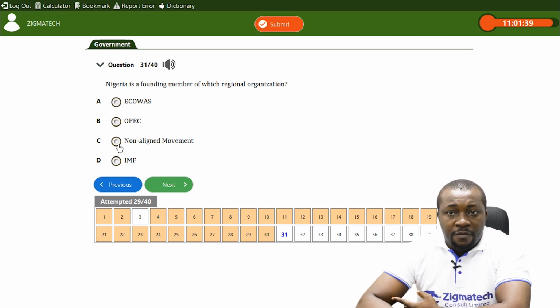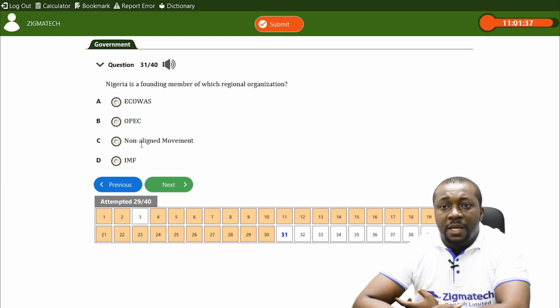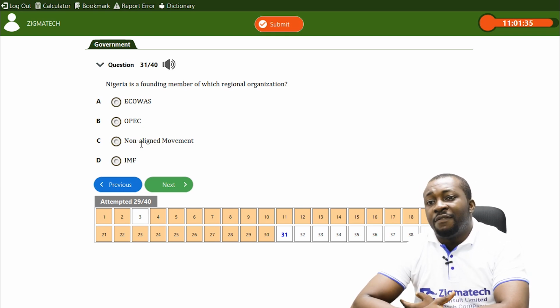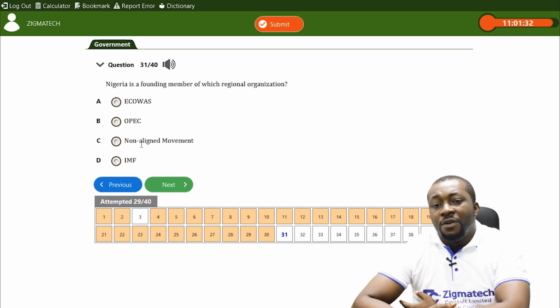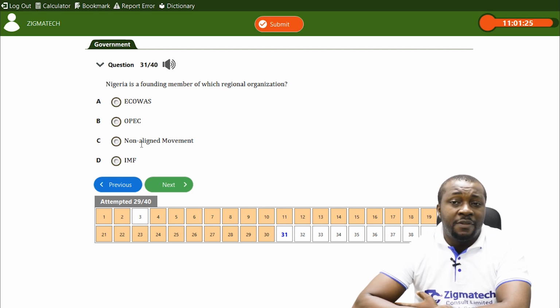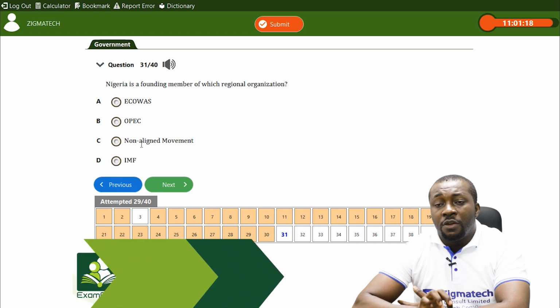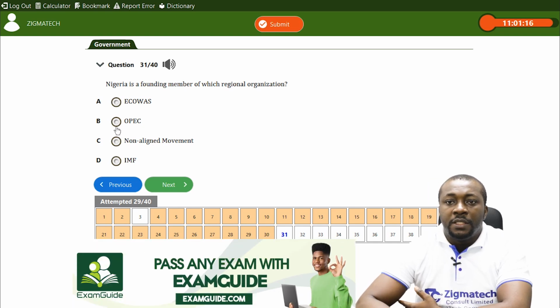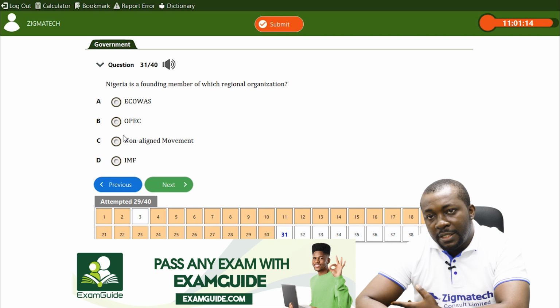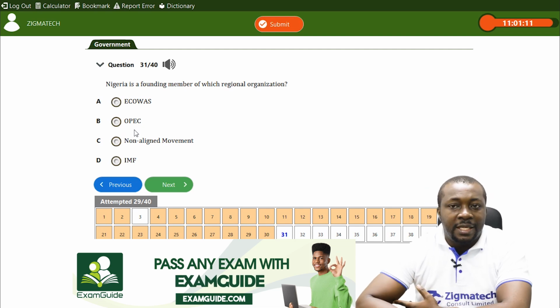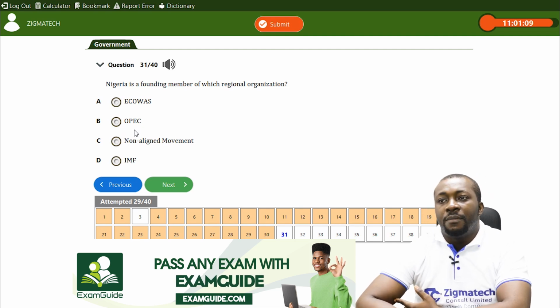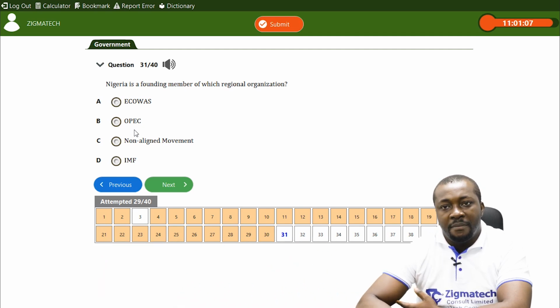Is it Non-Alignment Movement? Non-Alignment Movement was formed in 1961 when Nigeria freshly gained its independence, of which Britain still has some influence on its foreign policy. And that was why, even as at that time it was formed, Nigeria did not actually unequivocally join the Non-Alignment Movement. Is it OPEC? OPEC was formed in 1960. Nigeria joined it in 1971. So Nigeria cannot be designated as a founding member.